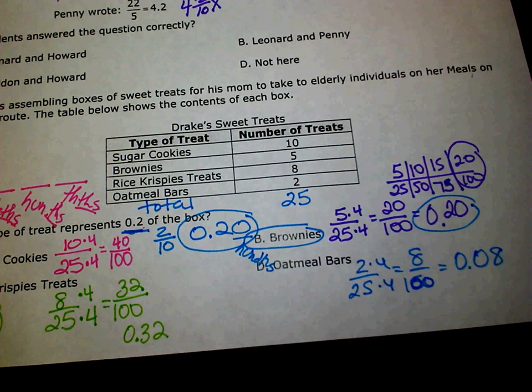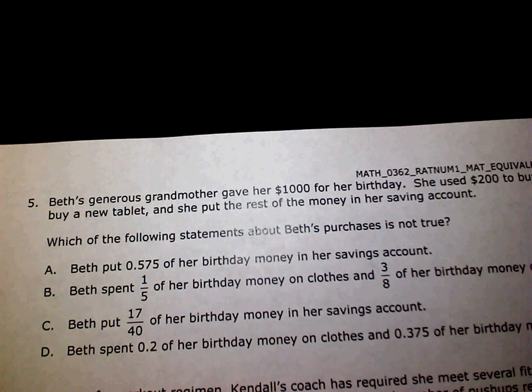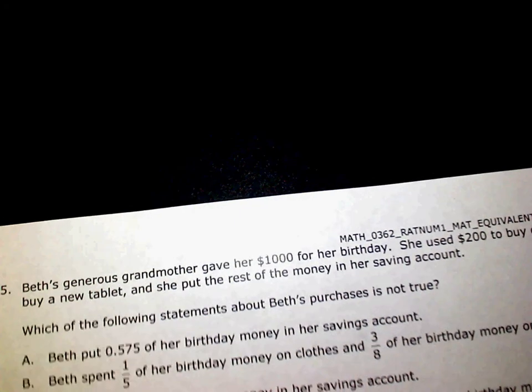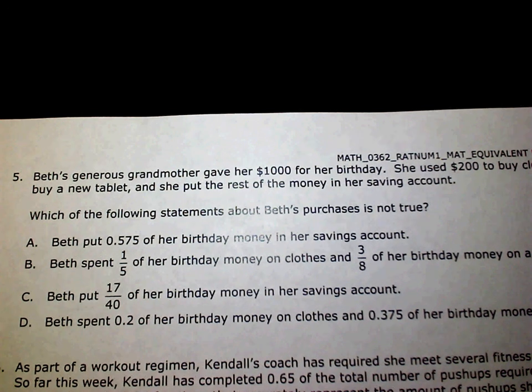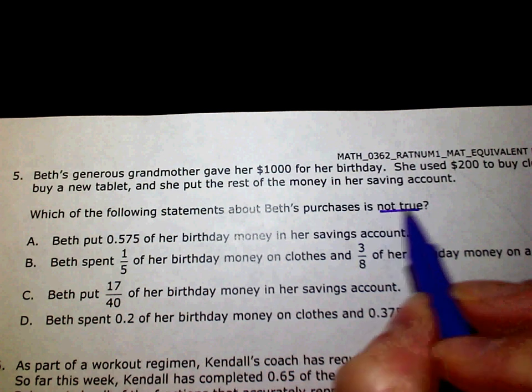Okay, flip it over on the back. Number 5, we have Beth who has $1,000 for her birthday. She used $200 to buy clothes, $375 to buy a new tablet, and she put the rest of the money in her savings account. Which of the following statements about Beth's purchase is not true? Not true. Okay, so important information.